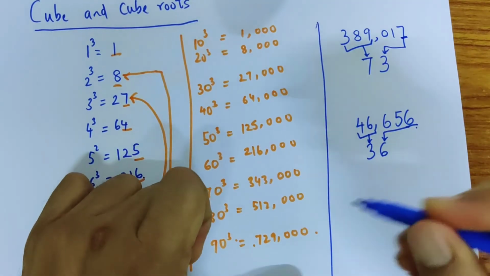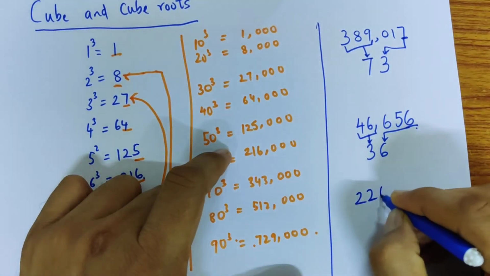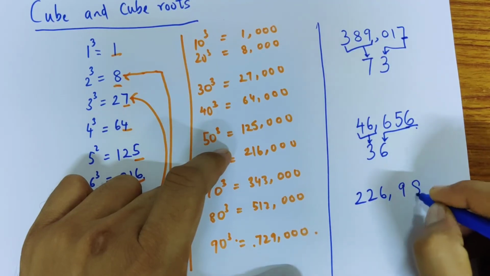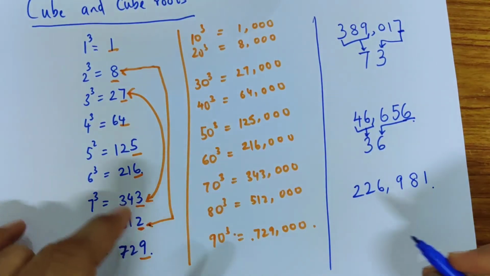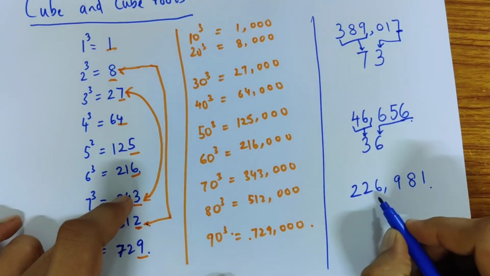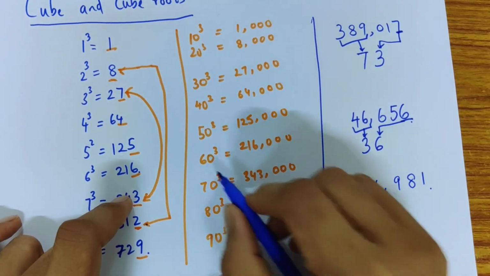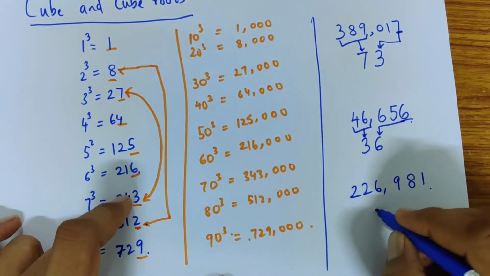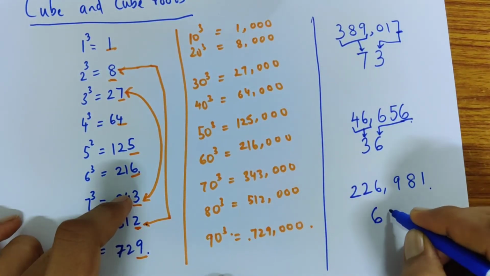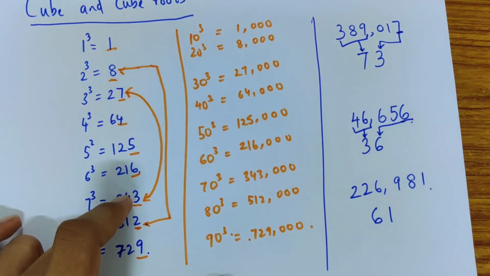Say 226,981. So you have 226, which is more than 60 cube. So that's a 6. And 1 of course comes from 1. So that becomes 61.